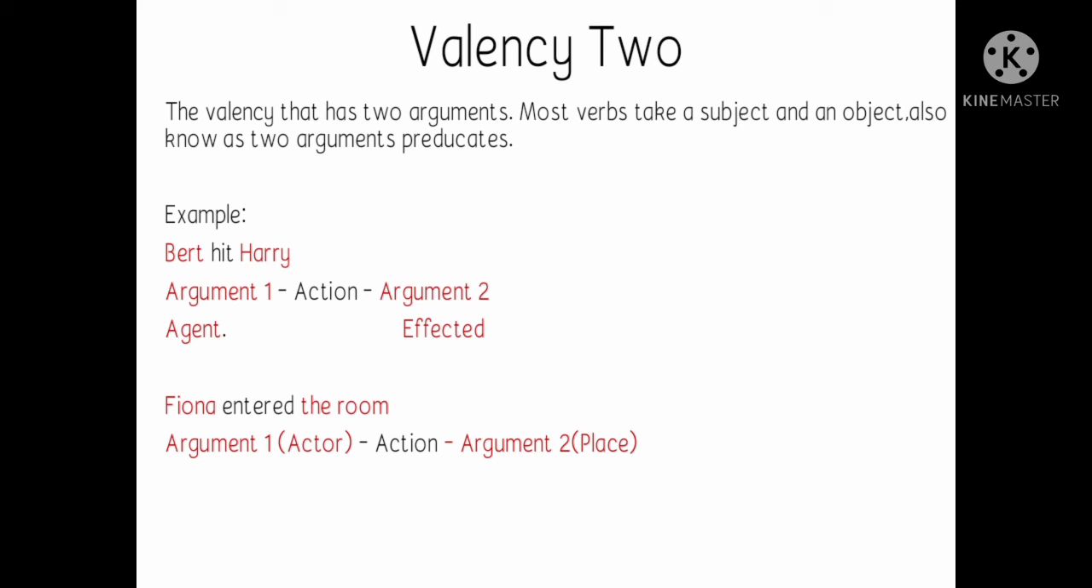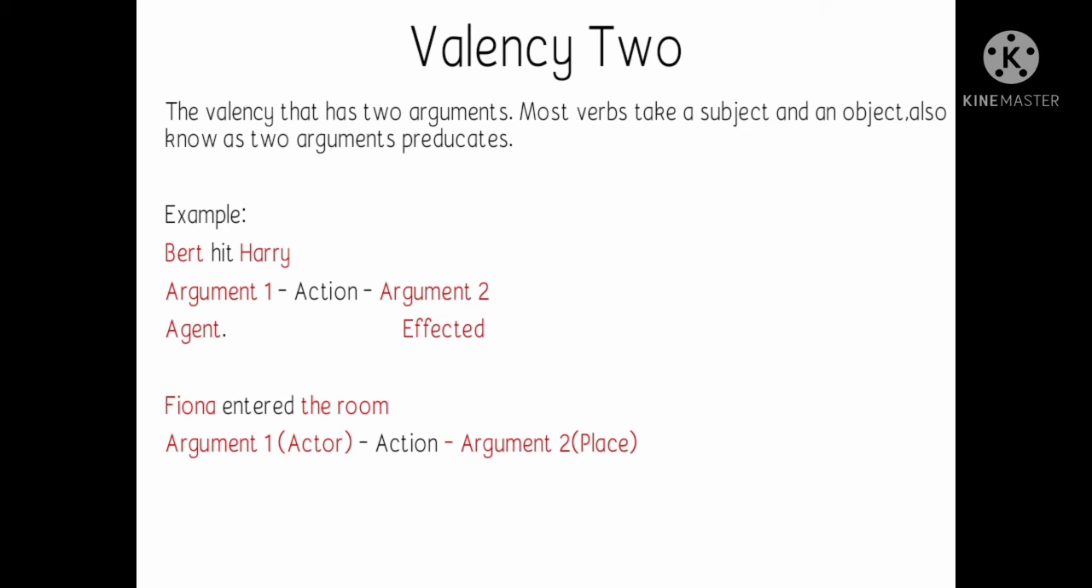I am Adele Febrianti. I will continue the presentation about valency 2. Valency 2, the valency that has two arguments. Most verbs take a subject and an object, also known as two argument predicates. Jadi, valency 2 adalah sebuah kalimat yang memiliki subjek dan objek. Subjeknya merupakan argumen dari predikatnya.